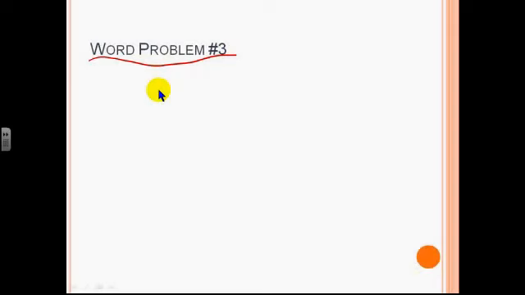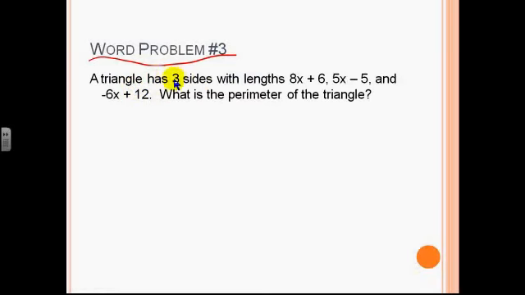And we're on to the third word problem. So this word problem says a triangle has 3 sides with length 1 of 8x plus 6. So we can call this L1. Length 2, call that length 2, of 5x minus 5. And length 3 of negative 6x plus 12. So what's the perimeter?